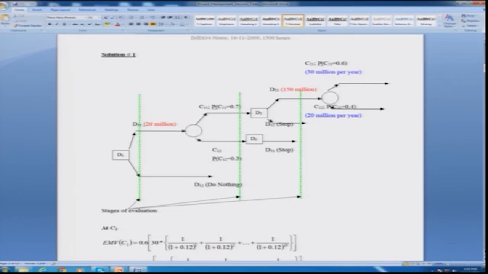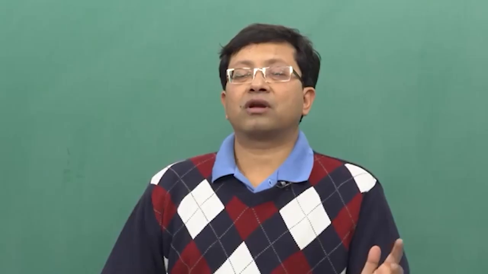And this 20 which is red in color means that you are investing, that means some amount of money is going out of your pocket. And this blue one which is 20 million per year means the overall amount of money which is coming into your pocket on a yearly basis, quarterly basis, whatever it is.